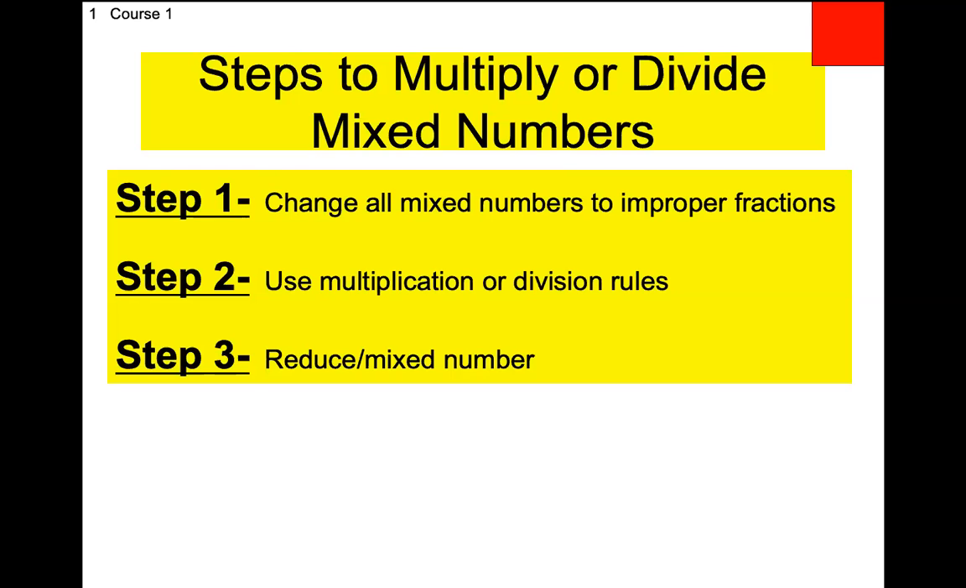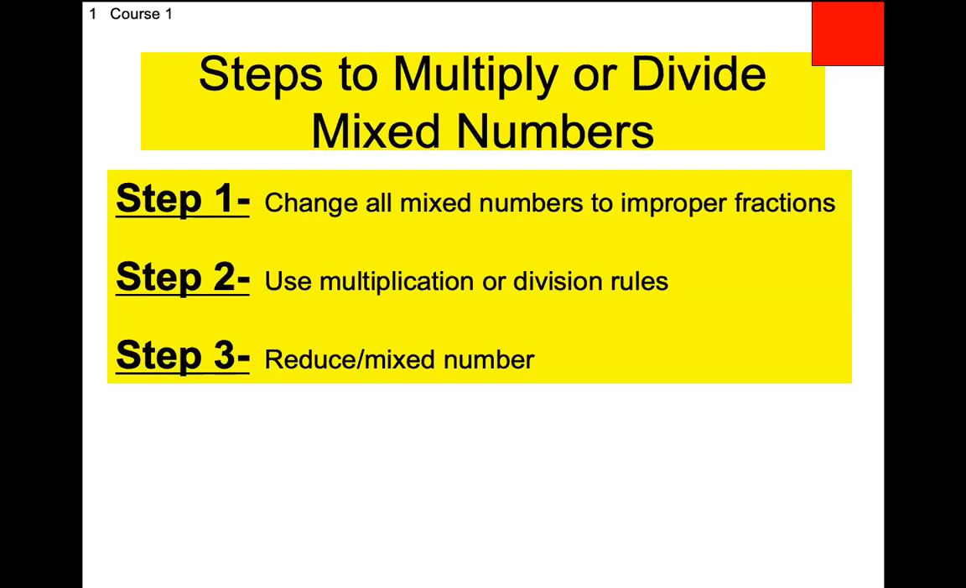I'll occasionally get someone, usually not with division, who will try to multiply mixed numbers. I don't ever get anyone who tries to divide mixed numbers, but occasionally I'll get someone trying to multiply mixed numbers because it kind of makes sense and it should work. It doesn't work. I'll show you. Step 1, change everything to improper fractions.